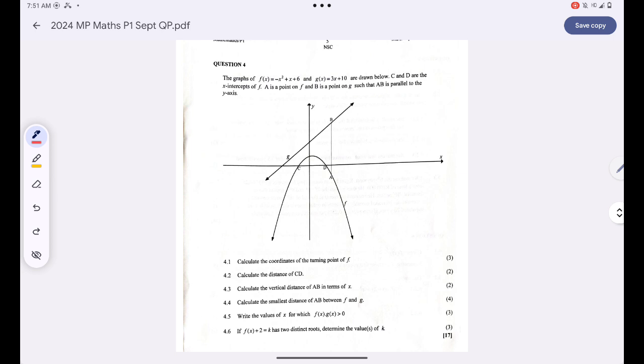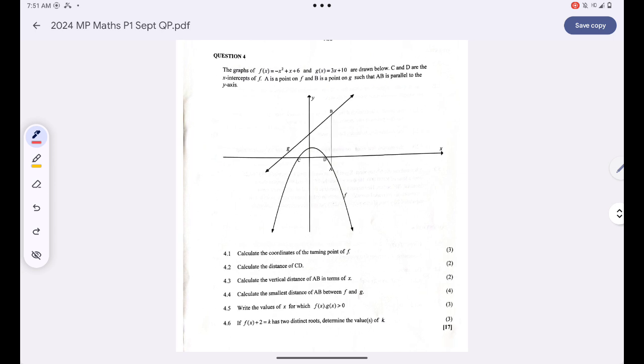In this video, guys, I'll be tackling the fourth question from the preliminary exam which was written in the year 2024 in the province of Mpumalanga. Please do expect a total of 9 videos since the question paper had 9 questions in total, and that simply means each and every question will have its own video.